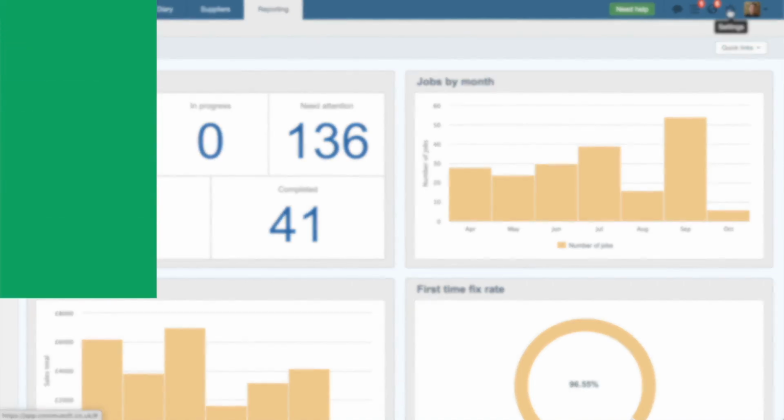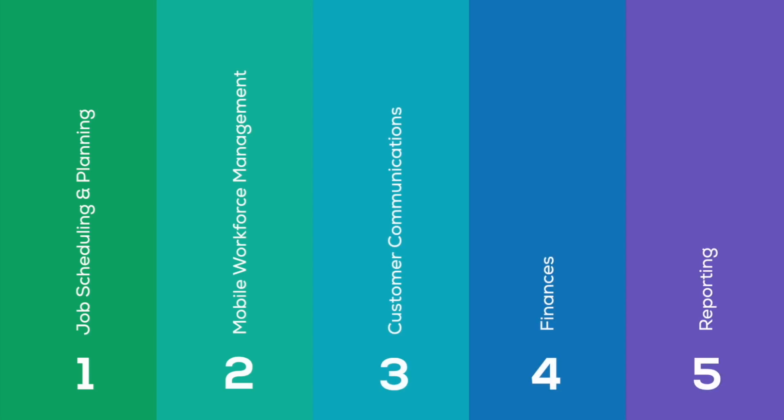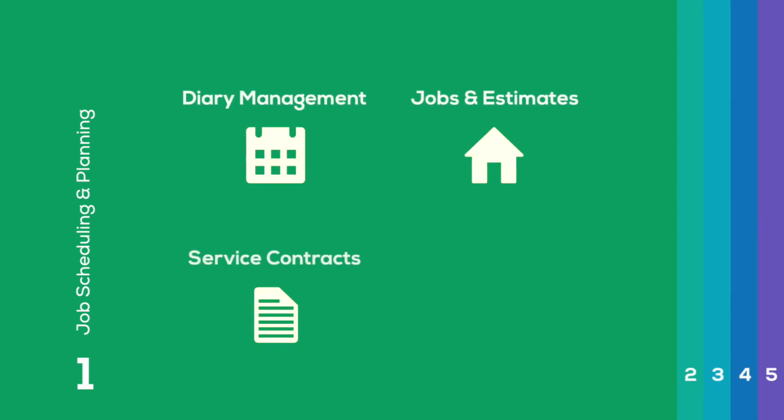Next, I'm going to take you through the 5 key areas of our software: jobs, the mobile experience, communications, finances, and reporting. If you like, you can skip through the chapters by using the shortcuts in the play bar below. Let's get stuck in with job scheduling and planning. Our paperless office plan comes with a host of features designed to maximize your team's efficiency and save on admin time, whether adding jobs in the diary or tracking your engineers.